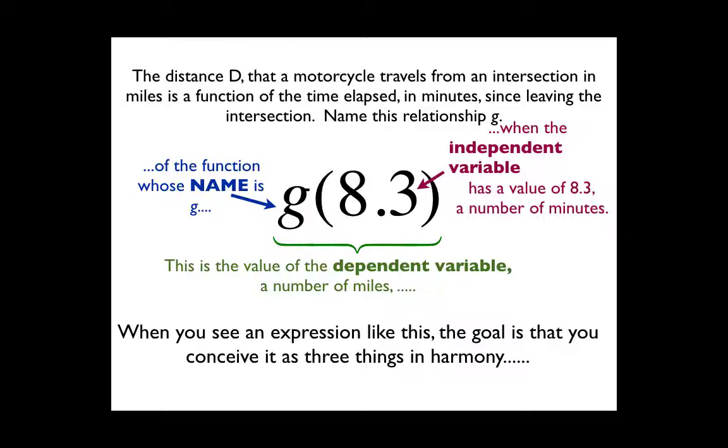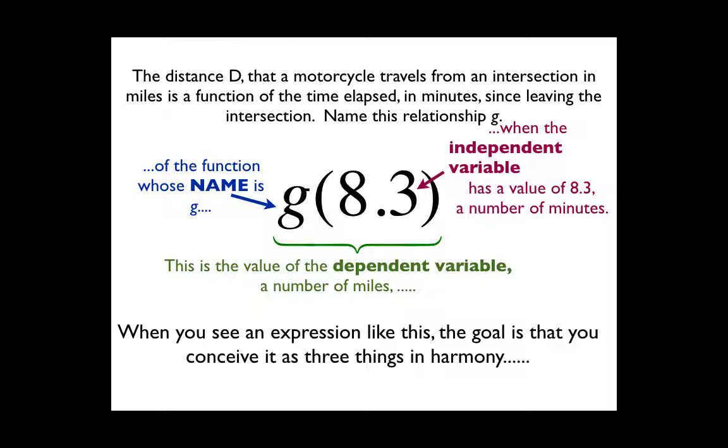So we can see this. Just make sure you realize that this tells you the pair that corresponds when you have a function, the input and output that corresponds. We don't have a number value for g of 8.3, but I can say that at 8.3 minutes past leaving the intersection, the motorcycle had driven a distance of g of 8.3 miles away, or had traveled that far from the intersection. So without knowing a number for it, I can use this symbol to represent that amount.